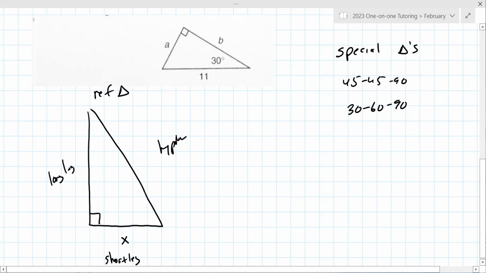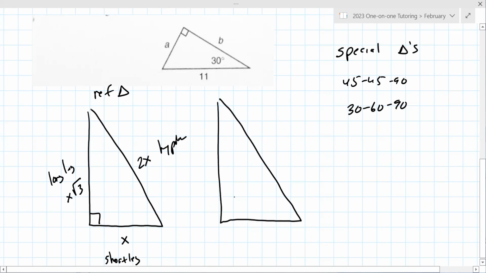And if you're given the short leg, you automatically know the hypotenuse is double that. And then the long leg is x square root 3. So it's expected that you know this to be able to answer this question. Okay, now what you have to do is reorient your triangle, or the reference triangle, to match. So the 30 is up here, the 11 is here, A is here, and B is here. Are you comfortable with how I rotated this triangle to make this one?